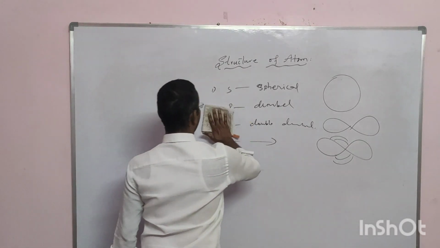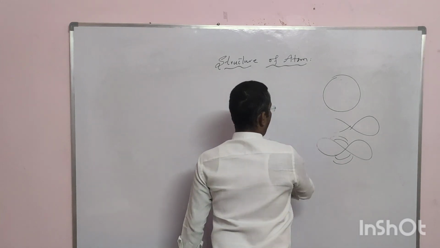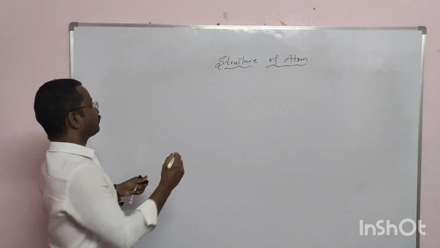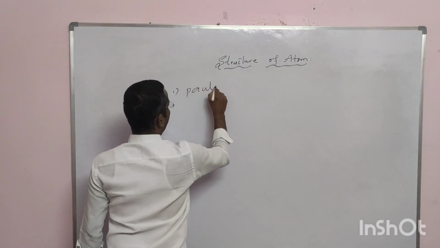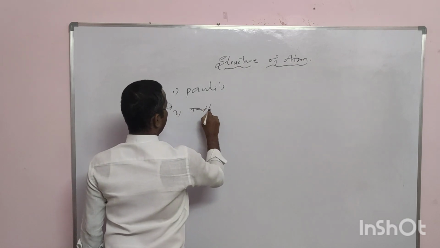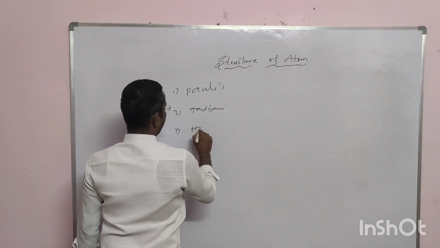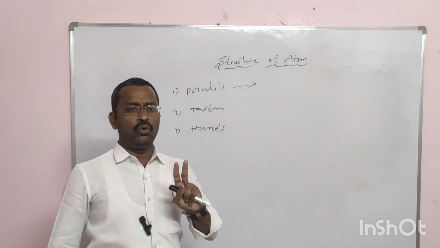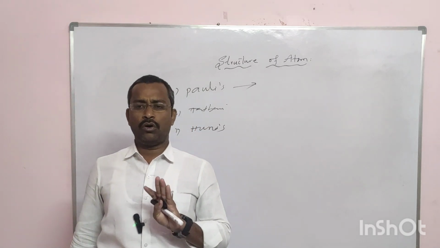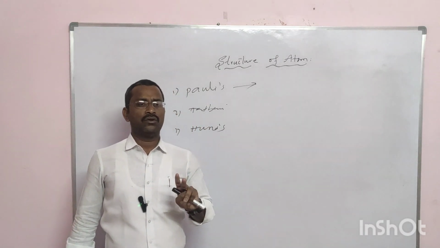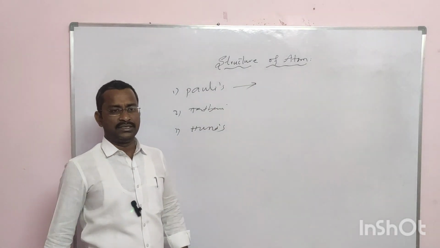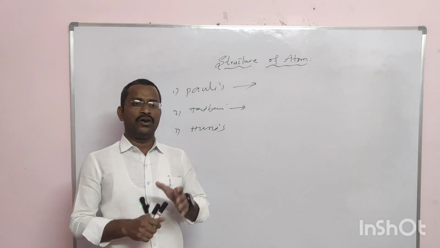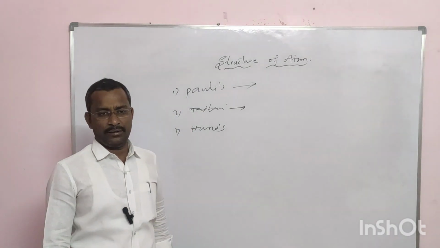And there are three rules available: Pauli's exclusion law, Aufbau principle, as well as Hund's law. First one, Pauli's law. Second one, Aufbau. Third one is going to be Hund's law. According to Pauli's exclusion law, no two electrons will have the four quantum numbers same. No two electrons will have the four quantum numbers same. Whereas in Aufbau principle, all the lower energy orbitals are filled first, then higher energy orbitals are filled.